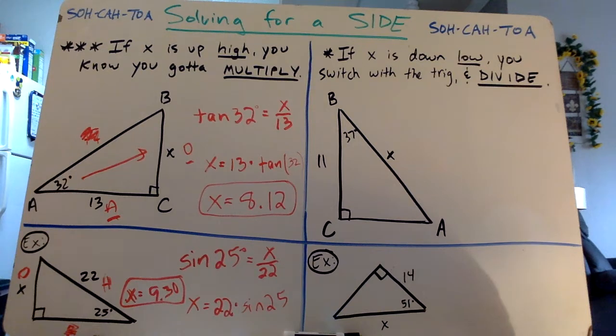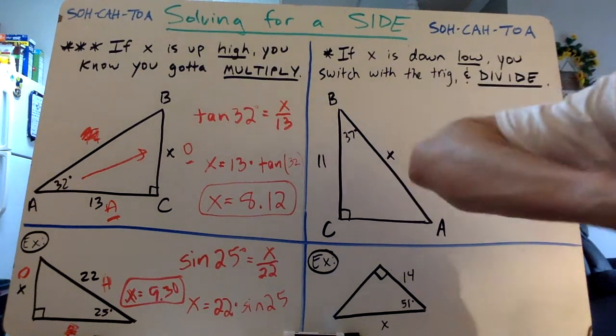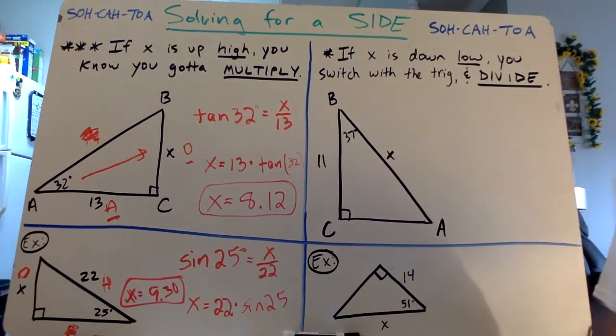Okay, so we just did 2 examples with x up high. You got to make sure you're labeling your O, A, and H correctly. Otherwise, you don't know if you're using sine, cosine, or tangent. That's why this is so helpful. Like I said, SOHCAHTOA is your best friend. Now let's move on. Hopefully that went well for you.